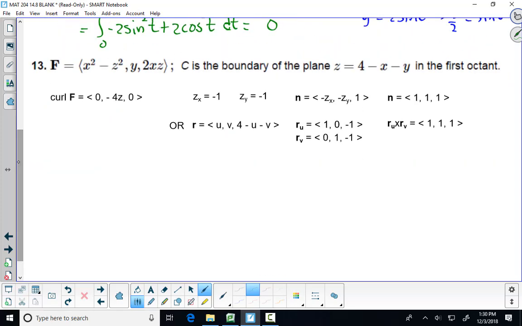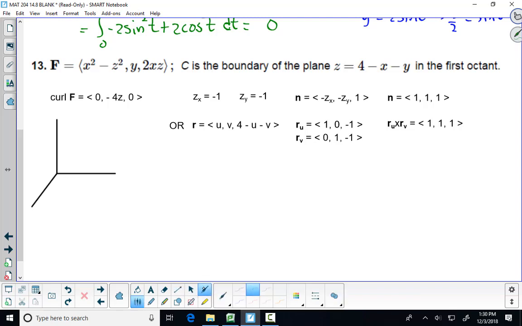Okay, so that was both sides of Stokes' theorem there. Let's try both sides of Stokes' theorem for this thing. We've got a vector field, and we've got a curve. It's the boundary of this plane in the first octant. So this is one of those tetrahedron things that we've seen a whole bunch of this semester. So these are pretty easy to sketch.